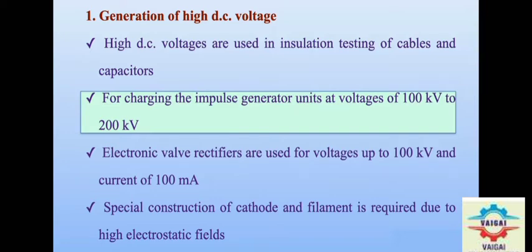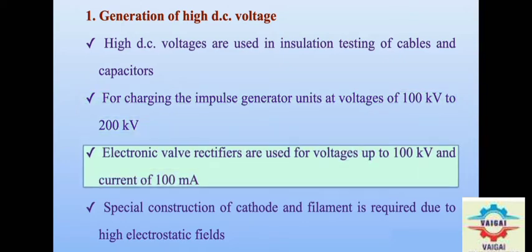Electronic valve rectifiers are used for voltages up to 100 kilovolt and current of 100 milliampere. For higher ratings, we are going for special construction. Then special construction of cathode and filament is required due to high electrostatic fields. If we are giving high electrostatic fields, then special construction of cathode and filament is required.